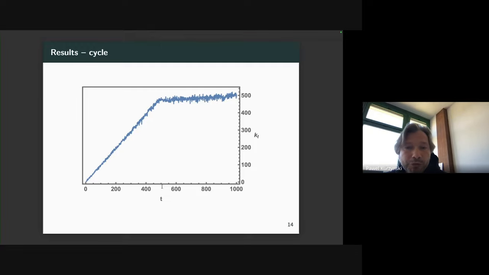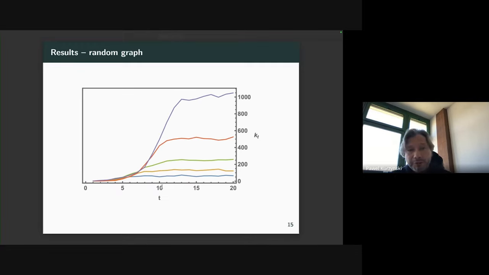But what is the reason for the saturation? In fact, this K actually measures Hamming distance, and when you consider the Hamming distance between two random bit strings of length n, the average Hamming distance is n over two, n half. And this is the reason why it saturates at 500, because again, the total number of qubits in this example was 1,000.